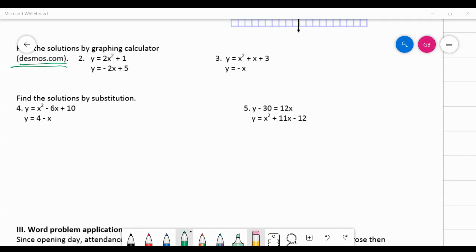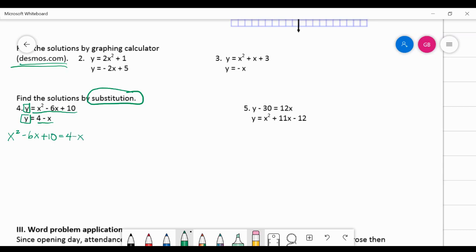Okay, next, find the solutions by substitution. So here, whenever you have two equations equal to the same variable, you could set them equal to each other. So for example, x squared minus 6x plus 10 is equal to y. 4 minus x is equal to y. So therefore, they're equal to each other. So when you set it up, it could look like this. x squared minus 6x plus 10 is equal to 4 minus x.